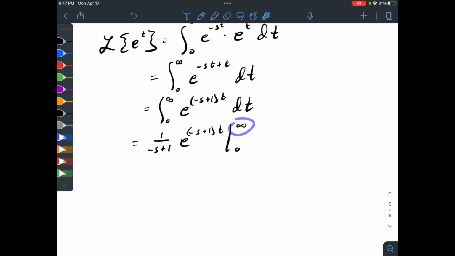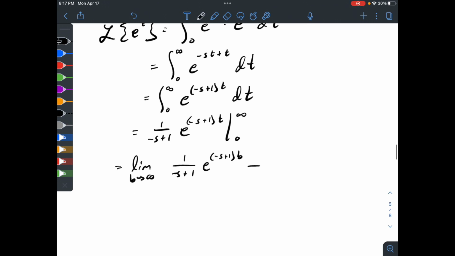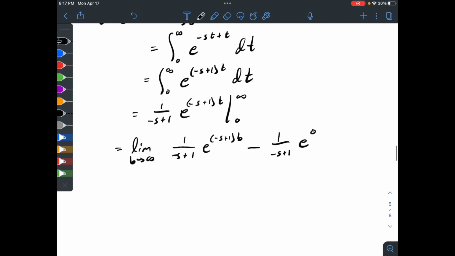Because we're doing an integral from 0 to infinity, we're really going to do the limit as b goes to infinity of this whole thing from 0 to b. So I'll plug in b for t. And then minus, wait, this negative over here was kind of in a weird spot. Yeah, that looks better. Okay, minus 1 over negative s plus 1, e to the negative s plus 1 times 0, so just e to the 0.